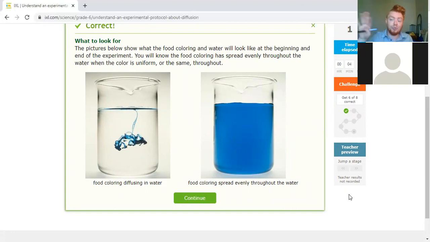It's just very pretty. So this is food coloring diffusing in water, and then the food coloring spread evenly throughout.